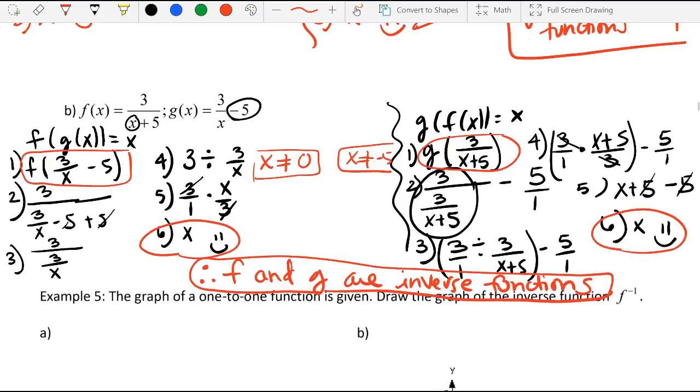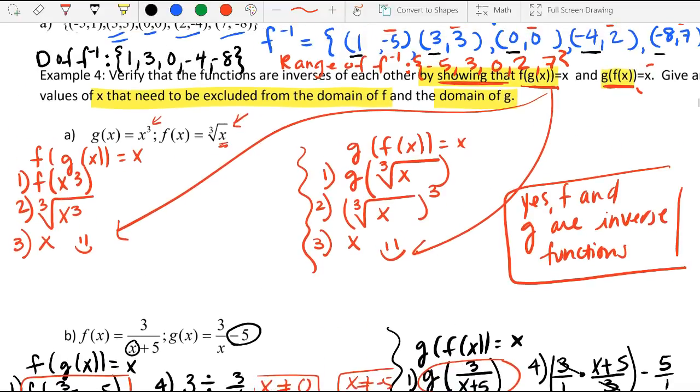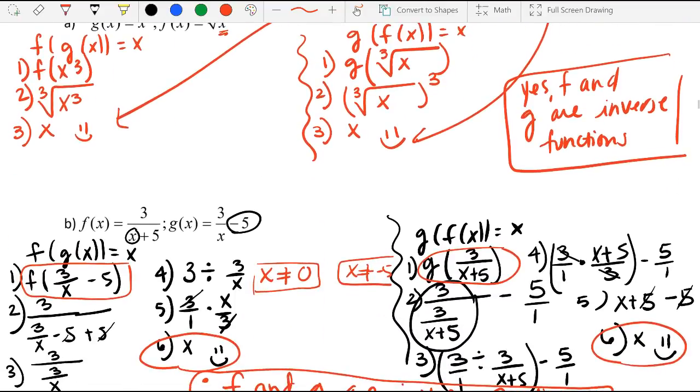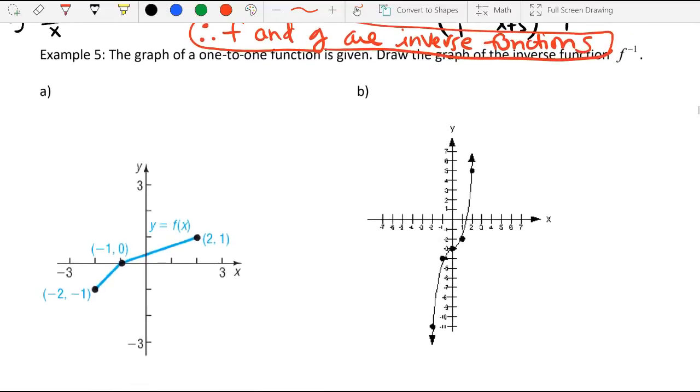All right. So that's how we determine, or that's how we can tell, whether two functions are inverses or not algebraically. So example 5 is now going to determine... Here we go. The graph of a 1-to-1 function is given. So we already know that this is 1-to-1. You don't have to say that it's 1-to-1. It's already provided. Draw the inverse function, which is denoted with f to the negative 1 power.